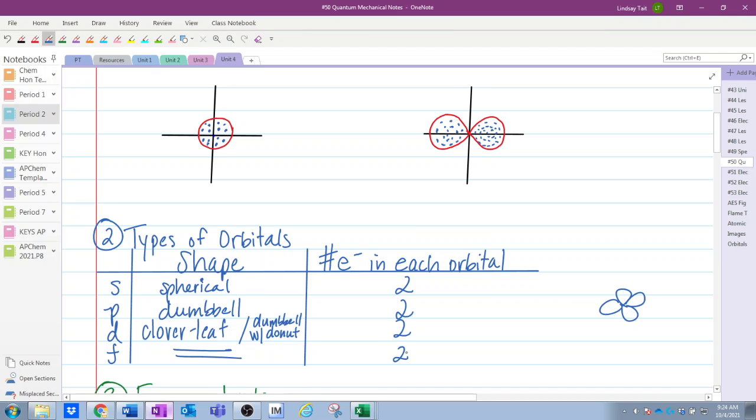Oh, we see the pattern there. It doesn't matter the shape. Doesn't matter how big or small we think it is. An orbital can only contain 2 equal energy electrons. Done.